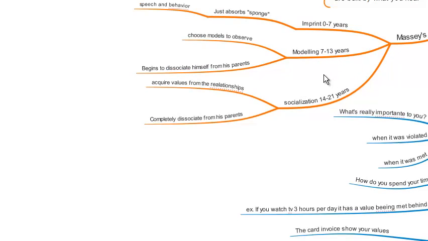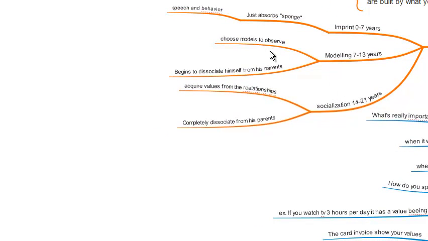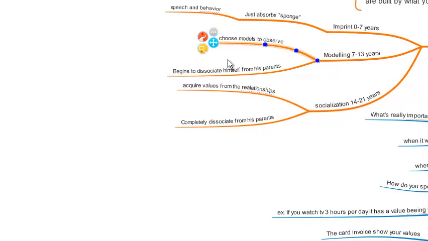Then the modeling period happens. That modeling period is from 7 to 13 years. In that period, a kid is a little dissociated from his parents, and can choose other people. For example, if you have a good teacher in school, and you like the way he talks, the things he says, the way he behaves, you can absorb his values. If you have a friend at that age, you could probably absorb his values.